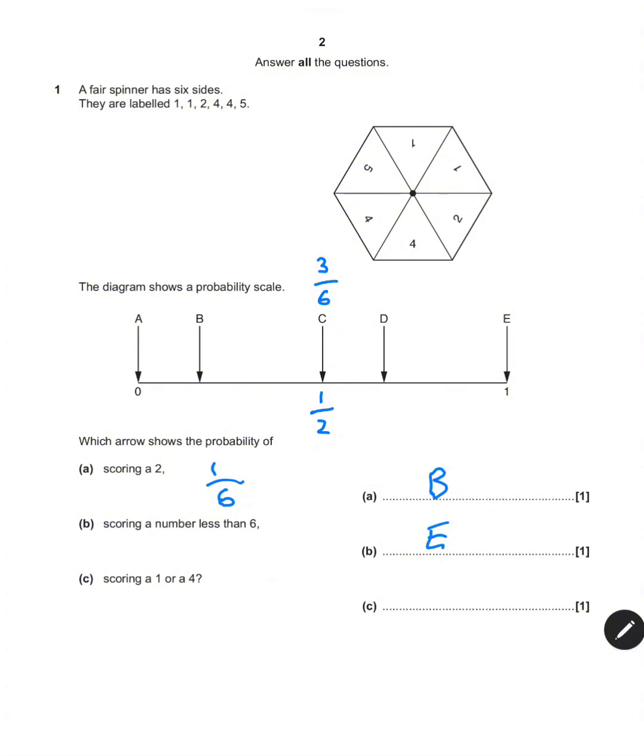And then part C says the probability of scoring a 1 or a 4. Well, there is 1, 2, 3, 4 1s and 4s out of 6, and 4 6 is the same as 2/3, so we want to be coming 2/3 along this line, and the only option is D. It's certainly more than a half.